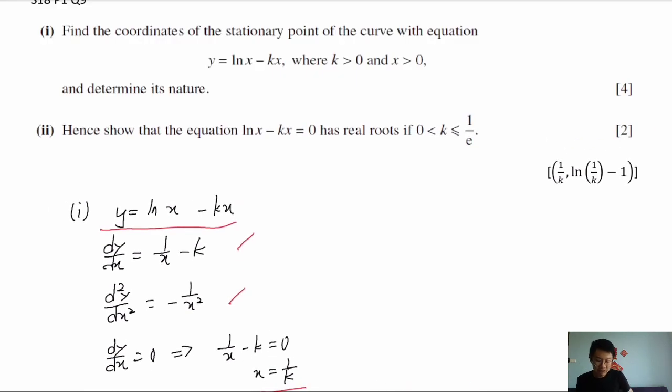For the second part, hence show that the equation ln x minus kx is equal to 0 has a real root when we have this condition for k. Although it is only 2 marks, it requires us to think a little bit. Why do we have this equation? If we compare it with the original equation of the curve, it means we are looking at y is equal to 0. So what is y equal to 0? It is the x-intercept.